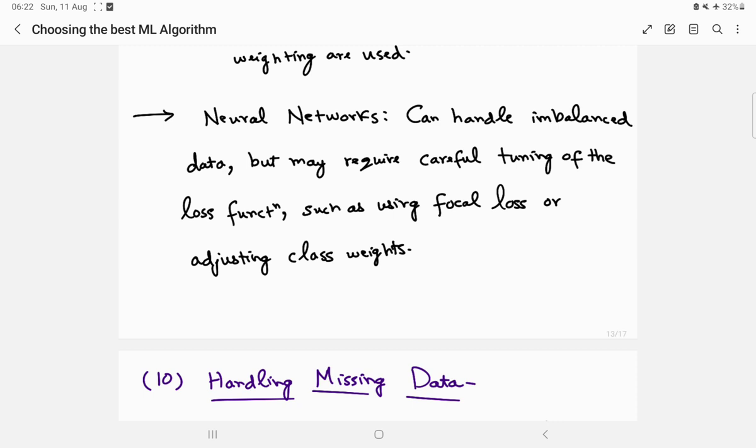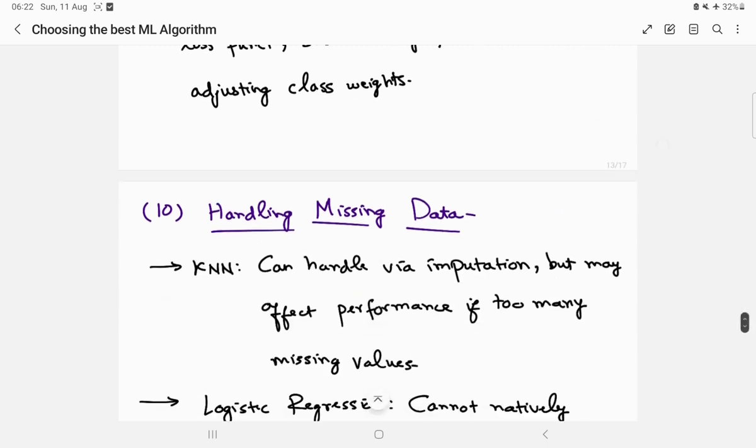So like we saw, for most of these cases, using class weights or some other form of technique to tackle the imbalanced data is fairly straightforward. And once you do that, a lot of these algorithms can take care of the imbalanced data, right?